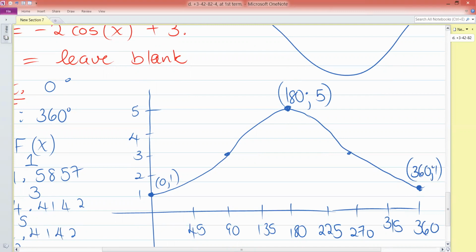Make sense? Does this help, guys? Yes, ma'am. All right. Okay, perfect. So if you're stuck in your test, that's what you do, okay? Don't leave it blank. Use your calculator.